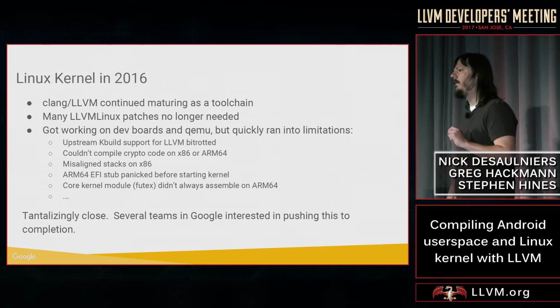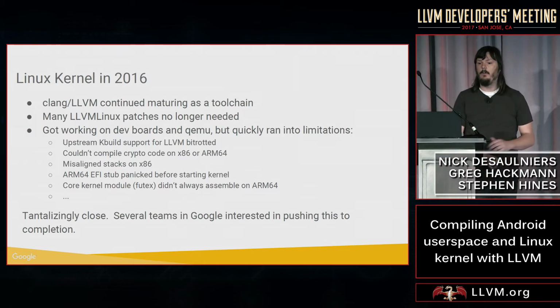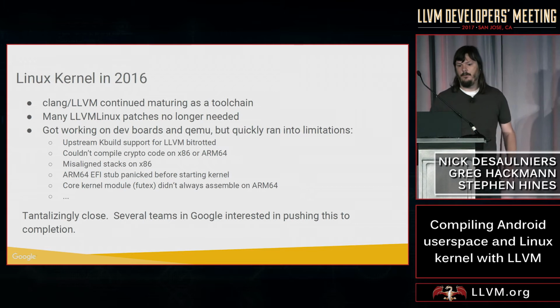Nevertheless, we had workarounds for all of these things. Maybe not necessarily workarounds we could send upstream, but this was a sign that we were very close to having this working. And coincidentally, we had several teams in Google that were interested in pushing this to completion. Besides the Android kernel team, the Chrome OS kernel team was interested in this, and we had other kernel teams in Google that basically came together and converged on this and said, okay, how can we improve both the kernel and LLVM to get these last little bits working?